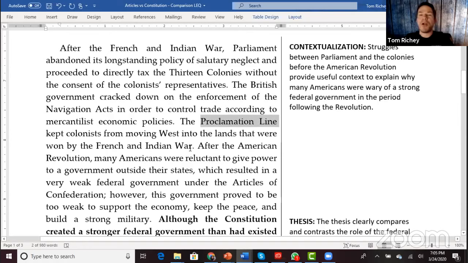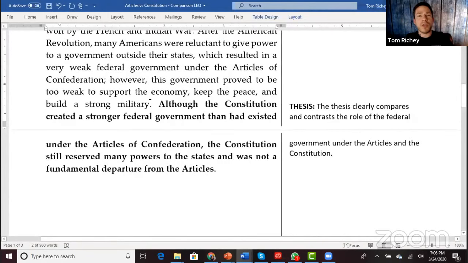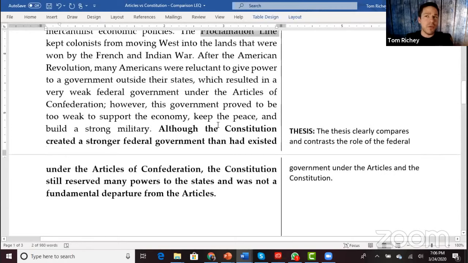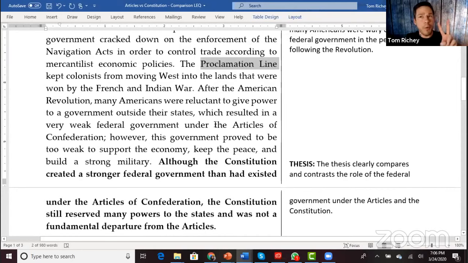Okay, so Americans were hesitant to give up that power. I'm establishing context. This is about the Constitution and the Articles of Confederation, but I'm establishing context here. And the context logically leads to my thesis statement. If you do this, then you have gotten 2 points out of the 6 on the LEQ in one paragraph.